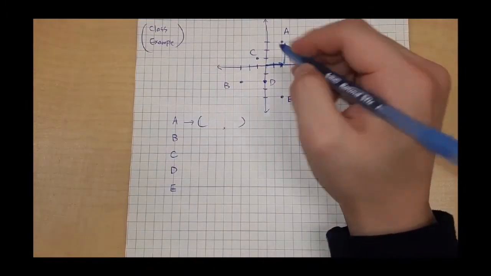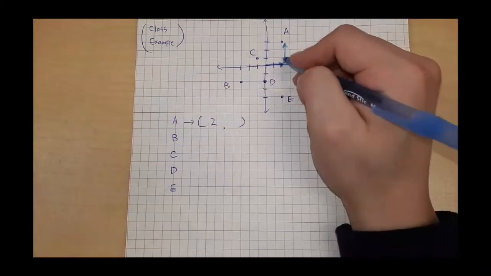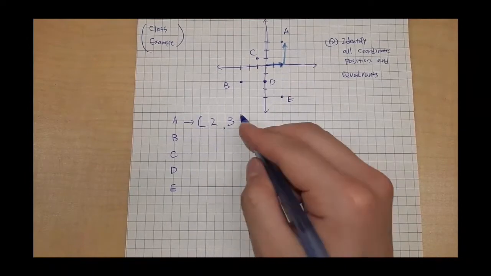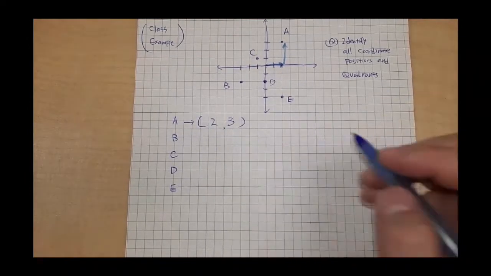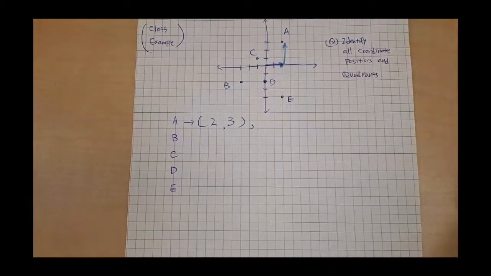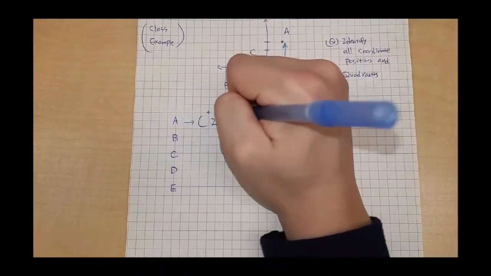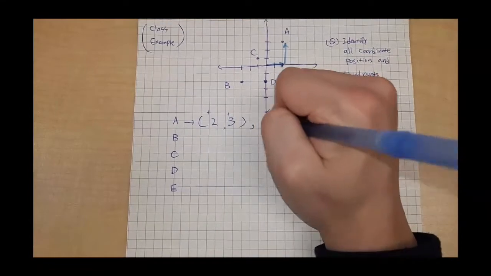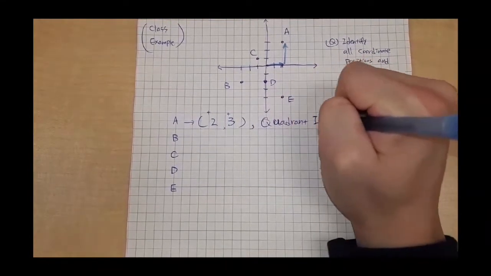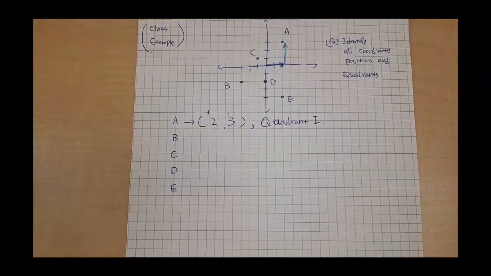2 to the right means positive 2. 3 to the up means positive 3. So (2, 3) with bracket and bracket close. This is our coordinates. I am also going to find out my quadrant. As you may notice, this is positive and positive, right? So you can say this belongs to quadrant 1. We can conclude in this way.